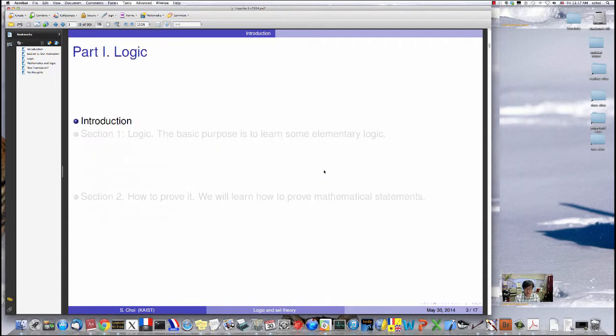Let me explain the structure of this course and the course material. First will be the introduction. In section 1 we will learn logic. Here we will use the book by Nolt called Logic.